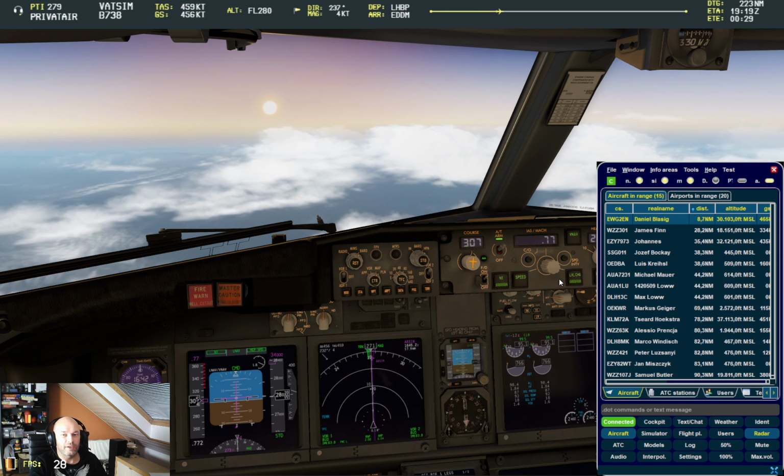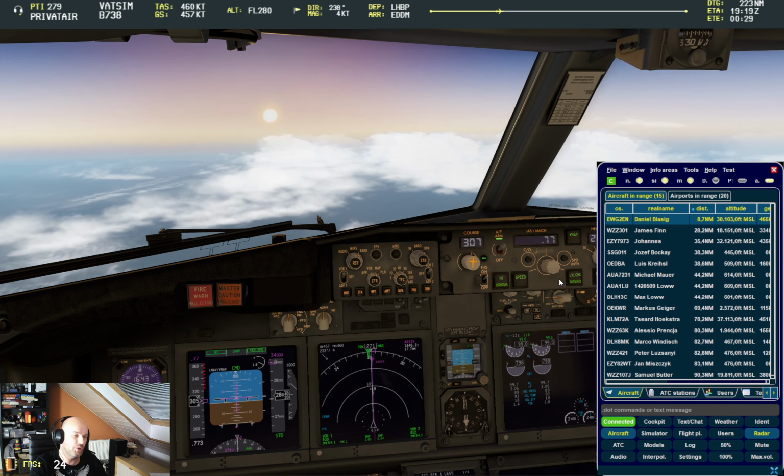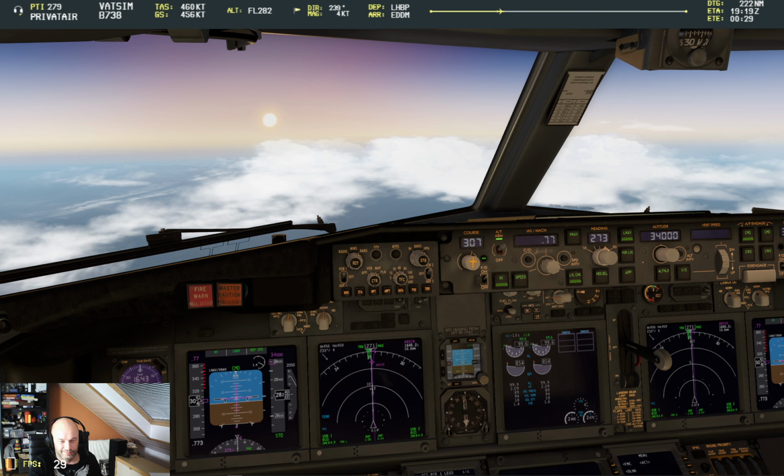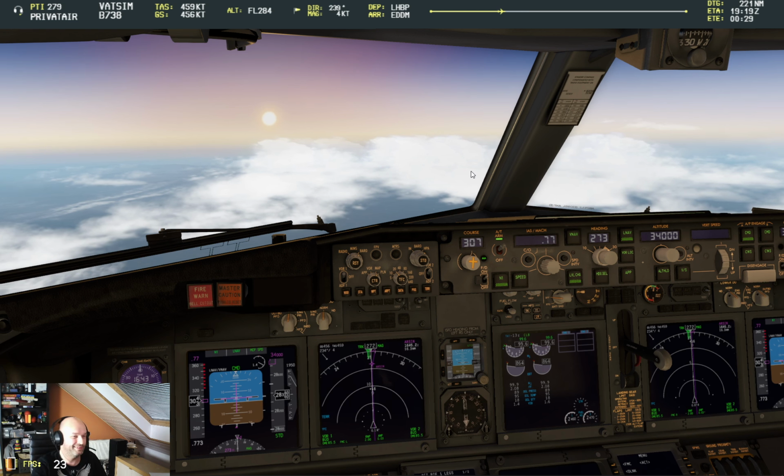Cost index 5. Oh, no, it's a Boeing. You have to use cost index 500. Boeings are not meant to save money. Boeings are meant to fly.